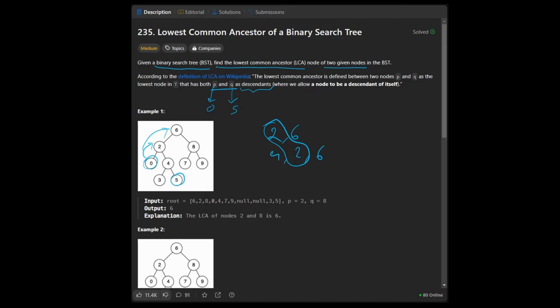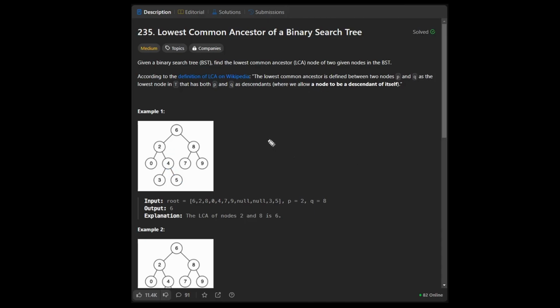Let's take another example. Let's say P is 2 and Q is 8. Then their lowest common ancestor would be 6. What if P is 4 and Q is 5? In this case, we are given a very important piece of information. A node can be a descendant of itself, which means 4 would be the answer in this condition. 4 can be an ancestor and a descendant.